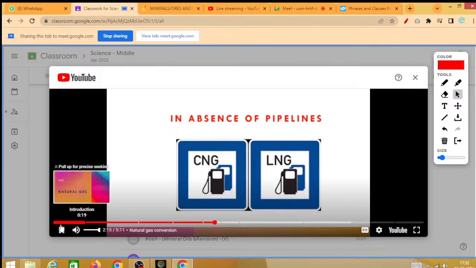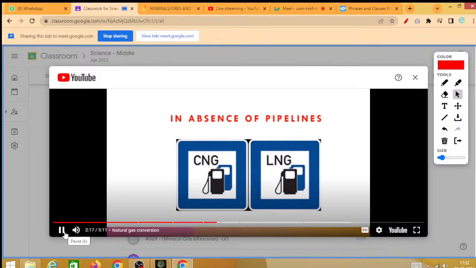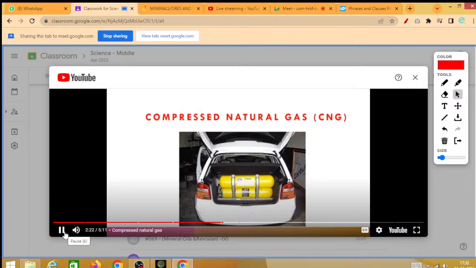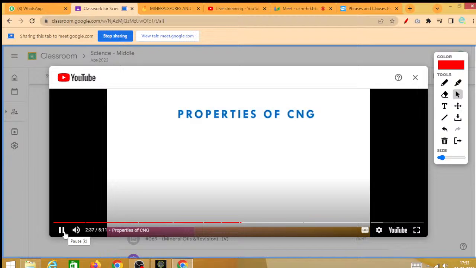So let us understand what the CNG or the compressed natural gas is, which we normally see in our day-to-day life. So this is what a compressed natural gas is. You can see the yellow tanks inside the car. These are called the CNG tanks. They contain the compressed natural gas within them. Now, let us understand the various properties of CNG.